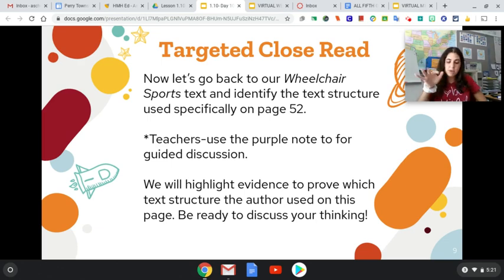Maybe you want to make note of them really quickly on page 52, of what you think the text structure is. And then you can check to see if your guess was right at the end.